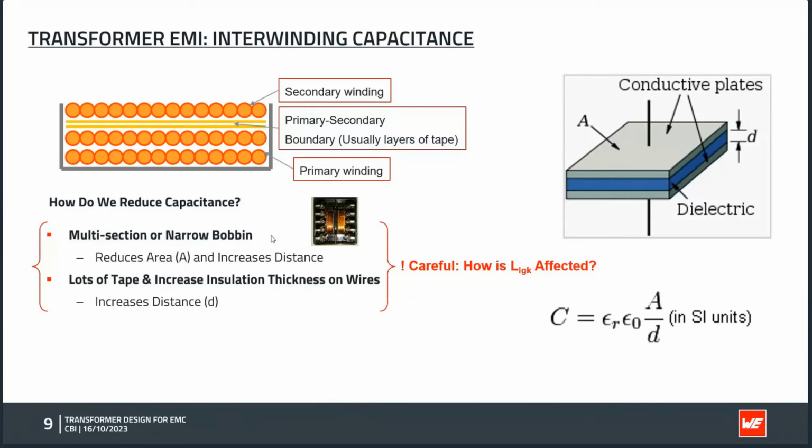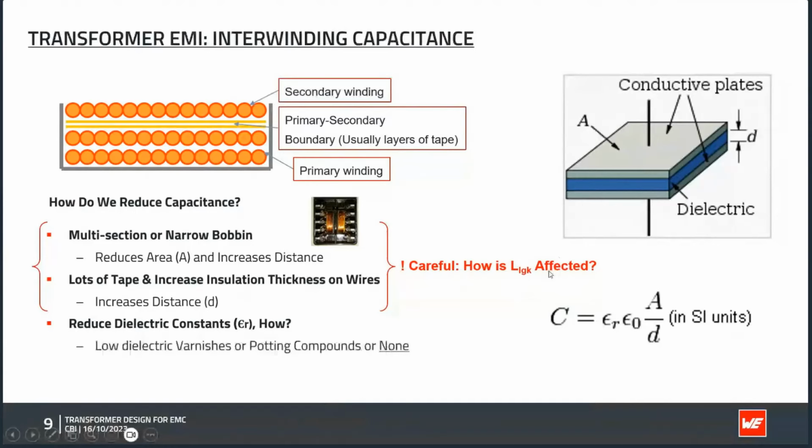And we have one little choker, which is the dielectric constant down here, the epsilon 0 and epsilon r. The dielectric constant will not affect the leakage inductance. It's not a magnetic property, it's just a dielectric property. So the material between primary and secondary has a certain dielectric. If we reduce it, we can also reduce the capacitance without affecting the leakage inductance. So we can use varnishes or potting compounds with low dielectric properties, or sometimes it's best to use nothing at all because air is already pretty good, right? It has a dielectric constant of 1.